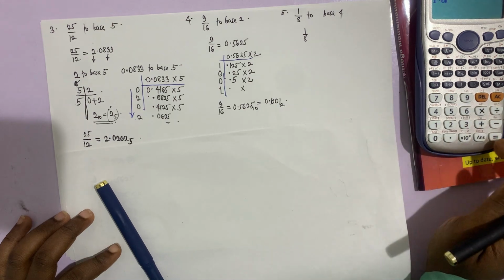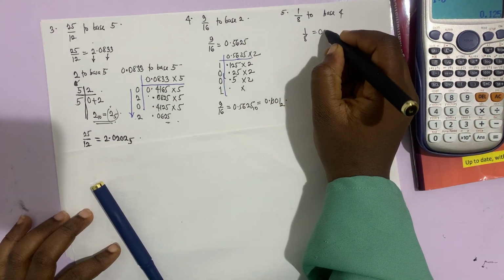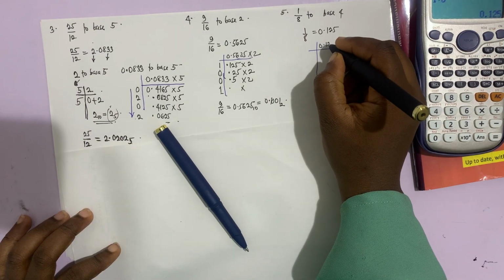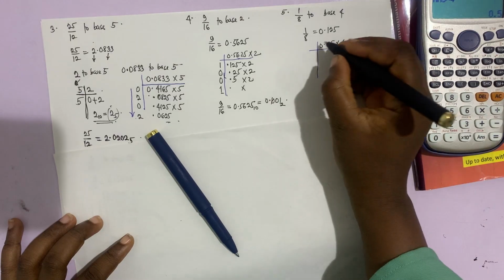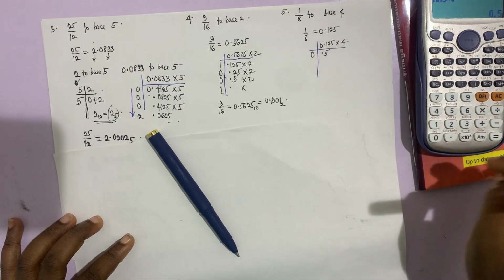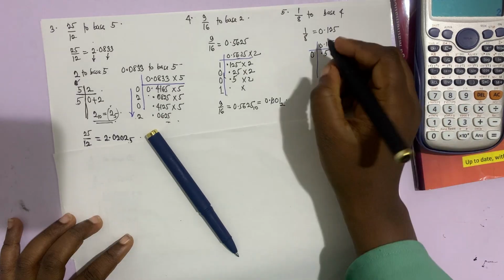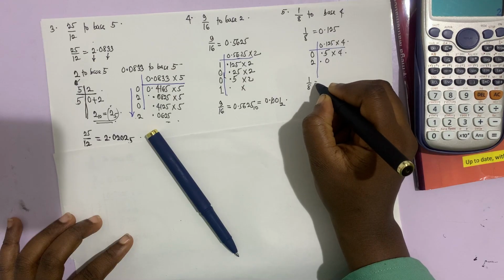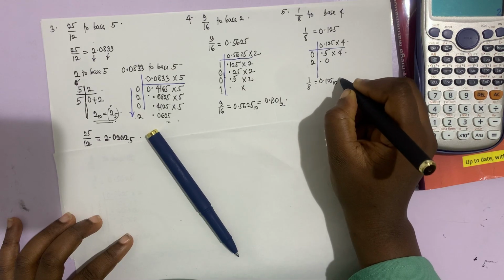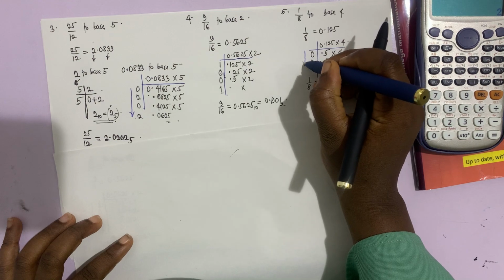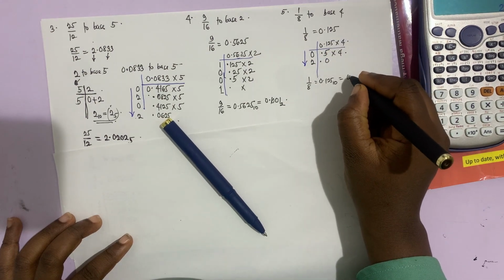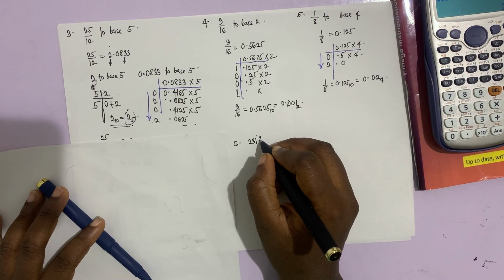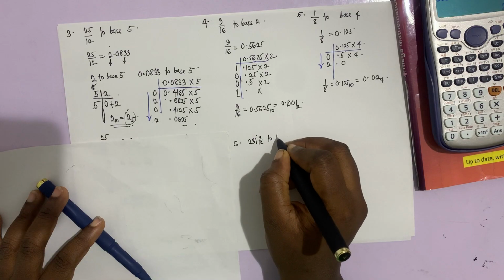1/8 to base 4. So 1 divided by 8 will give us 0.125. Convert this to base 4. We will multiply 0.125 times 4. It will give us 0.5. So 0.5 times 4 again will give us 2.0. And that's our answer. So 1/8, which is 0.125 base 10, would give us, note that we read from top to bottom, 0.02 base 4.